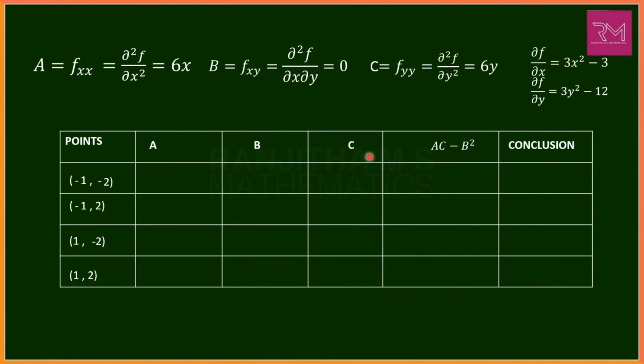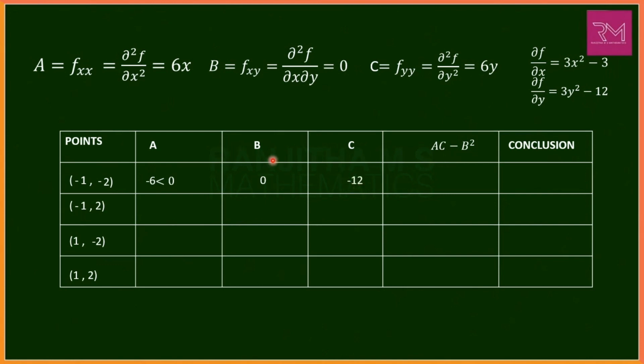Next, we have to find A, B, C values. For that, substitute x value as minus 1 and y value as minus 2. Here A is 6x. In the place of x, we substitute minus 1, means 6 into minus 1 is minus 6. Hence, we get A value as minus 6, which is less than 0. Here it is a negative value, hence we can take it as less than 0. Similarly, B value is 0 itself, hence we can take B value as 0. Similarly, C is 6y. That means we have to substitute y value as minus 2 here. That is 6 into minus 2 is minus 12.